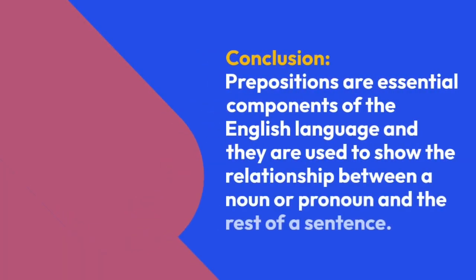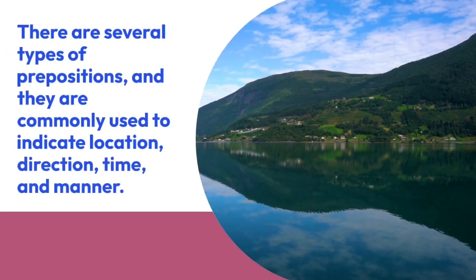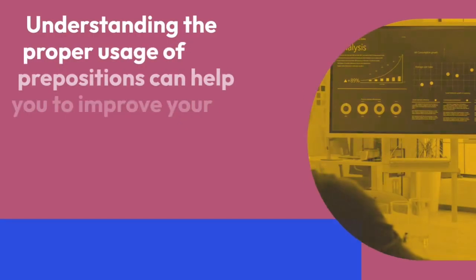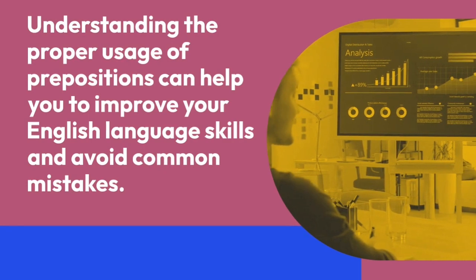Conclusion. Prepositions are essential components of the English language, and they are used to show the relationship between a noun or pronoun and the rest of a sentence. There are several types of prepositions, and they are commonly used to indicate location, direction, time, and manner. Understanding the proper usage of prepositions can help to improve your English language skills and avoid common mistakes.